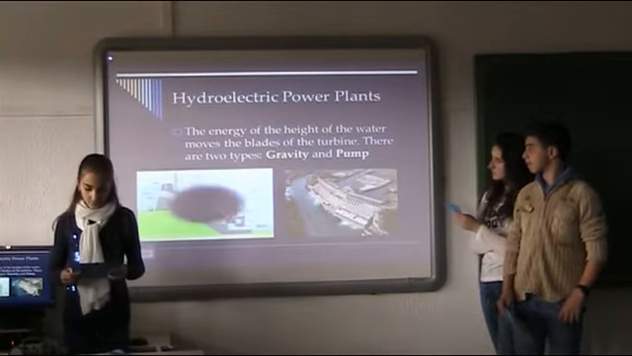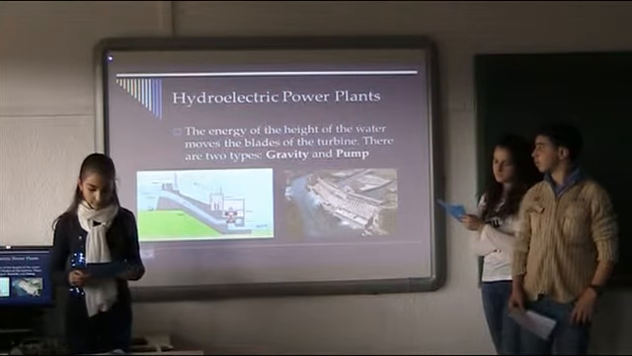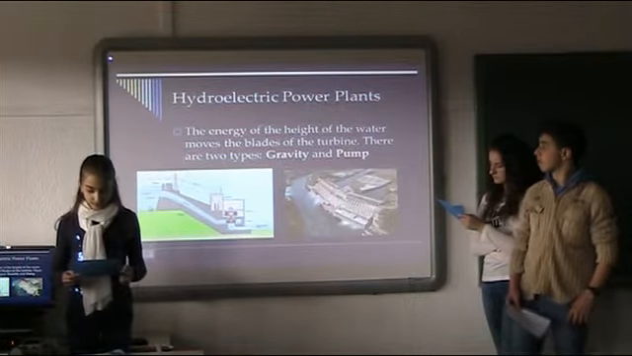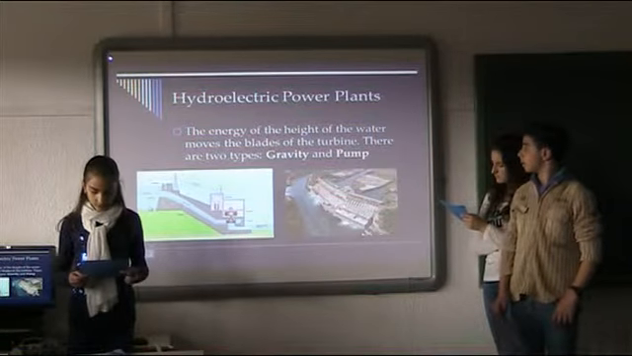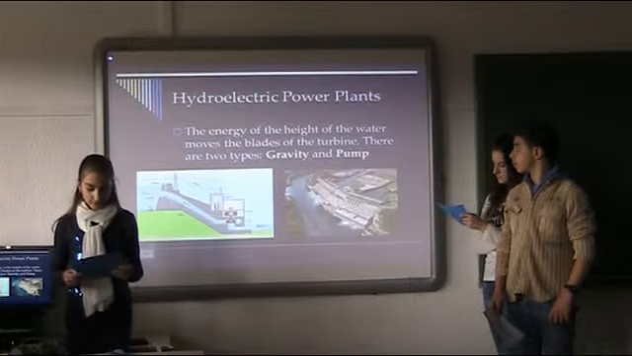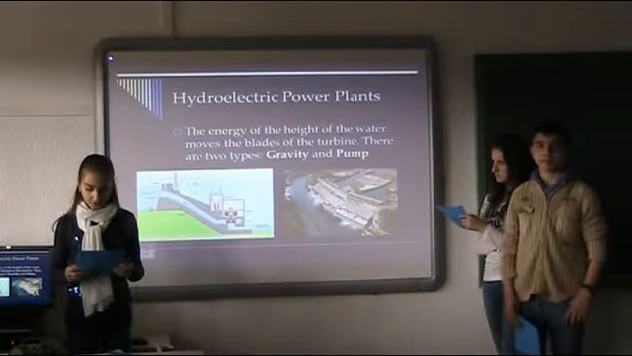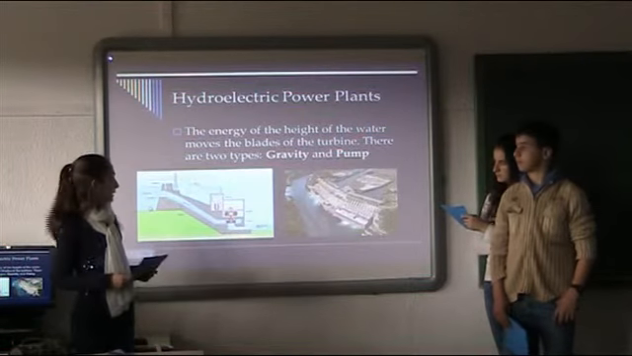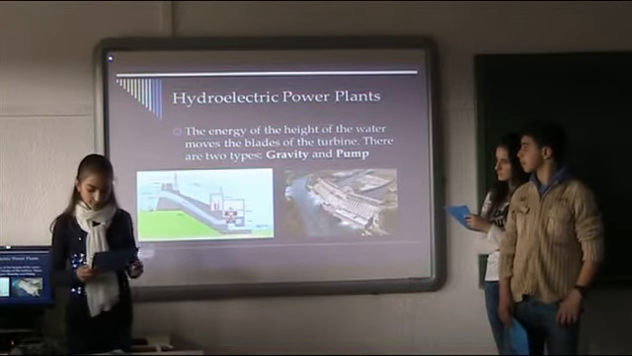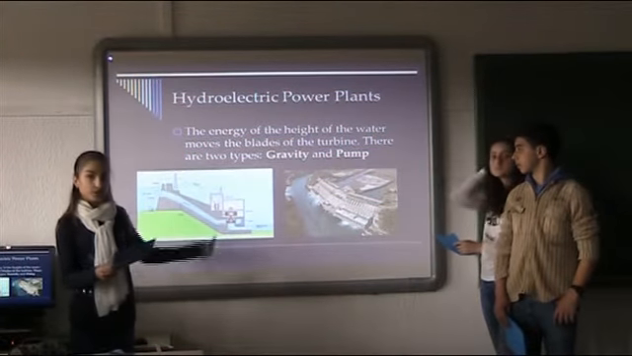The last type of conventional power plants is the hydroelectric power plants. They use the potential energy provided by the height of the water stored in a dam, converting it into kinetic energy. This energy moves the blades of the turbine. There are two types: gravity and pump. This is a picture of a dam and this is a drawing.